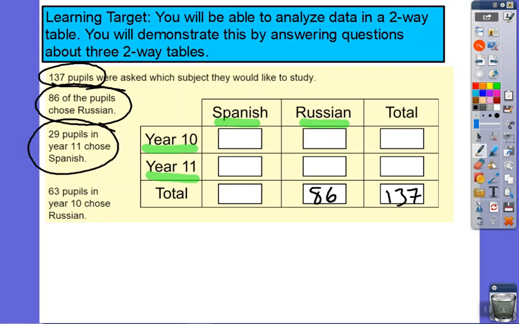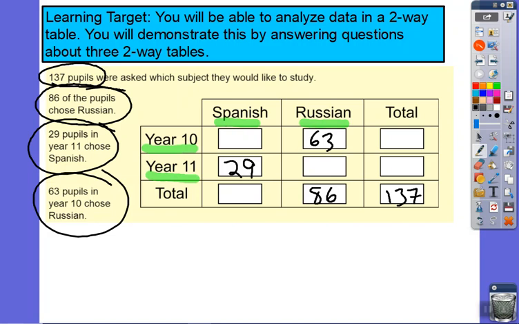29 pupils in year 11 chose Spanish. So I'm looking to see where year 11 and Spanish meet, and that is going to be our 29 students. And lastly, 63 pupils in year 10 chose Russian. So I'm looking for where Russian and year 10 meet, and that is going to be 63.